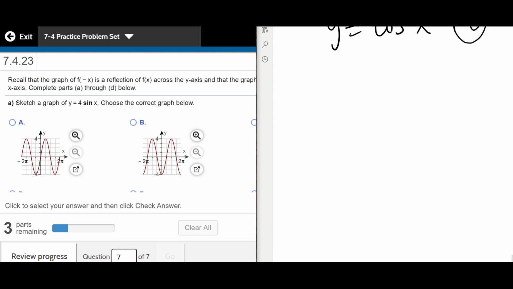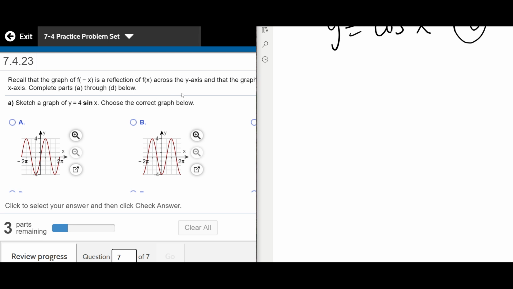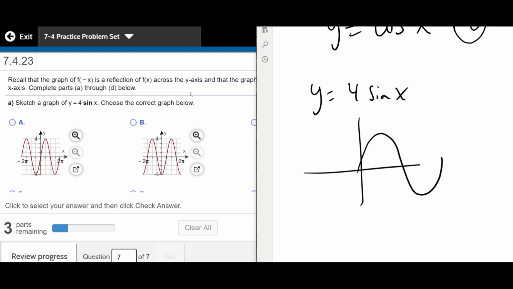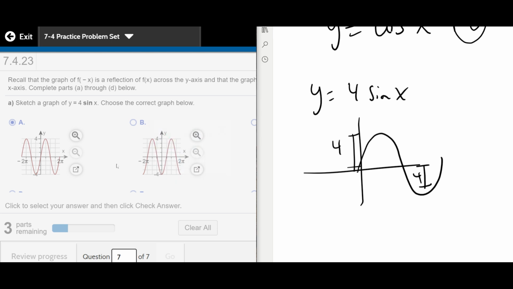Okay, recall that the graph, so let's look at this. Sketch a graph of y equals 4 sine of x. So 4 sine of x, you could do that on Desmos, but remember that the sine function looks like this, and then it's stretched by 4, right? So 4 here, 4 there. So pretty easy to do, and it has a period of 2 pi. So it looks like that one. Let's go ahead and enter that real quick.